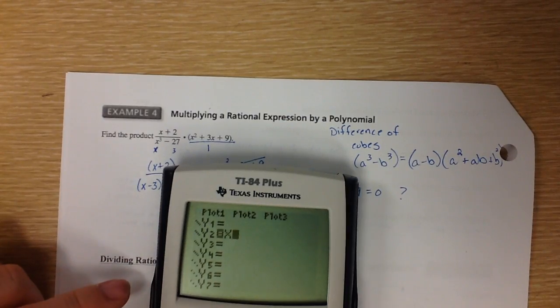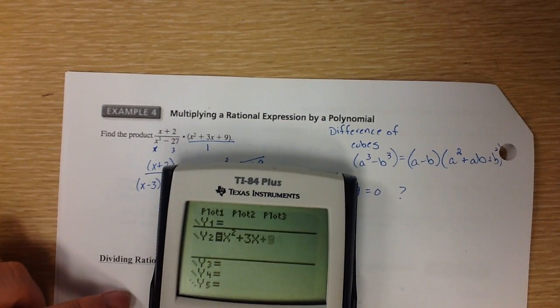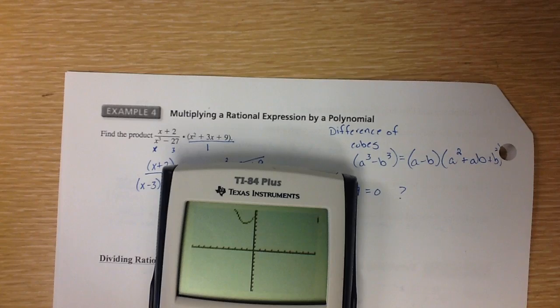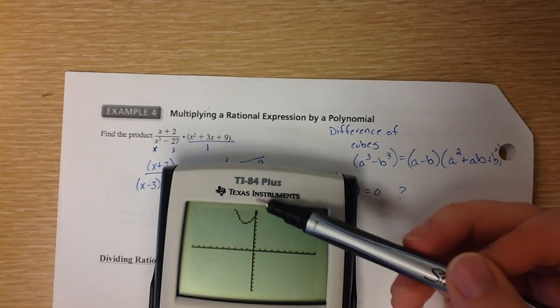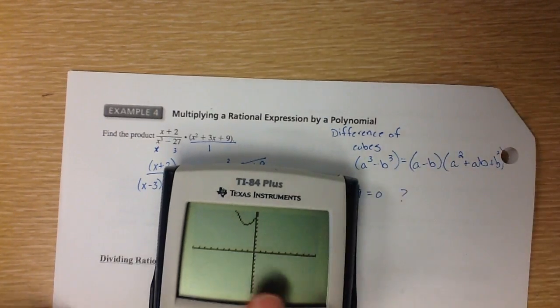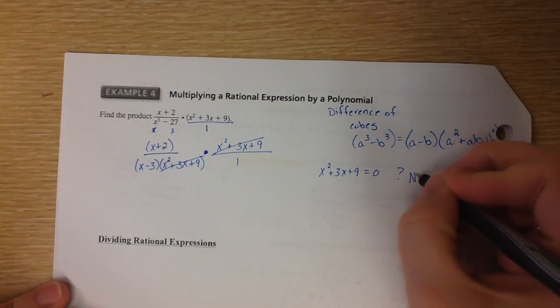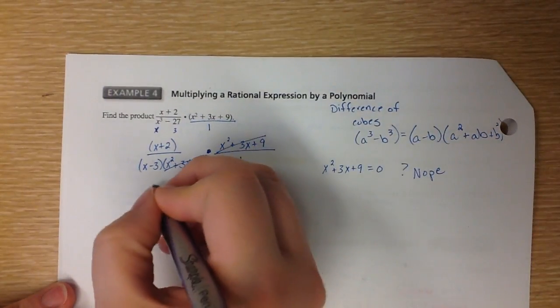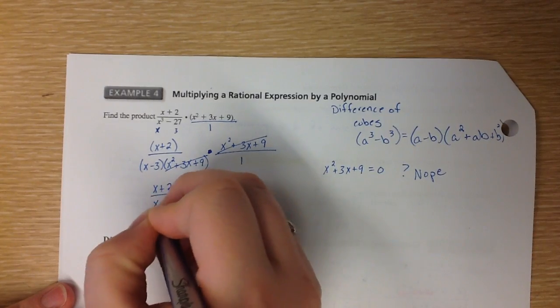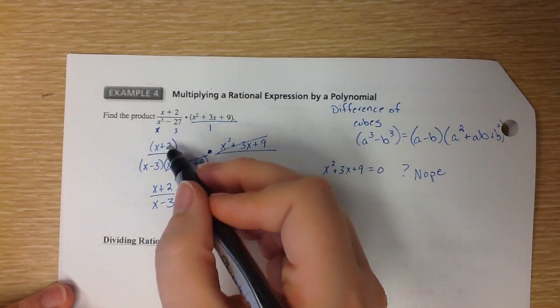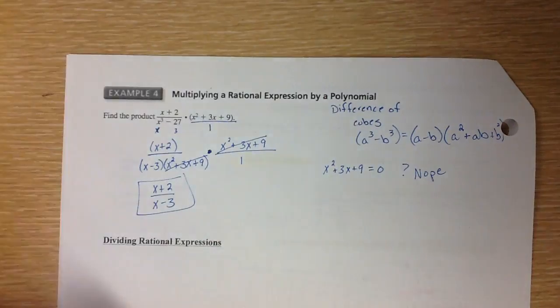Graph x squared plus 3x plus 9 and look to see, is it ever 0? Nope, it's always up here. It never crosses the x-axis, so it's never 0. It's not ever 0, so I don't have to worry about it. So x plus 2 over x minus 3. And there's how we finish it.